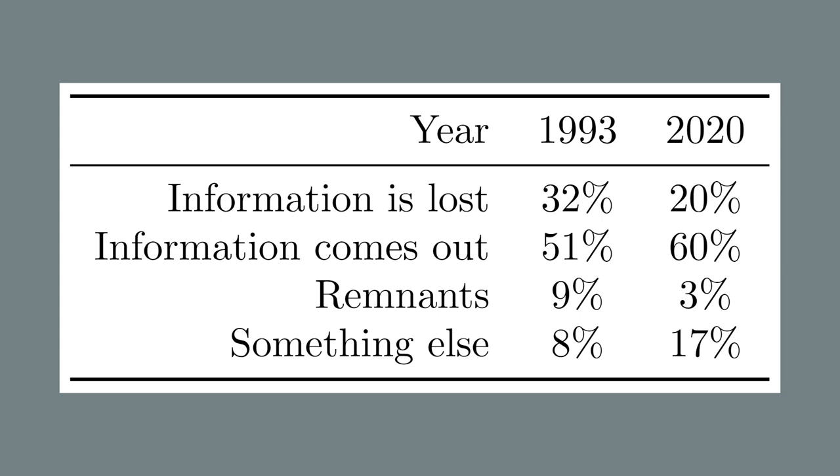In some ways, we've made progress in reaching a consensus. Support for information comes out has grown, while the number who hold that information is lost has dropped. But in other ways, we've made the opposite of progress. The support for something else has more than doubled. And this just goes to show that, despite decades of research, the black hole information paradox is still very much an open problem. Maybe we already have the beginnings of the answer, we just haven't been able to reach a consensus. Or maybe the solution is something completely unexpected, using physics we just don't understand yet.